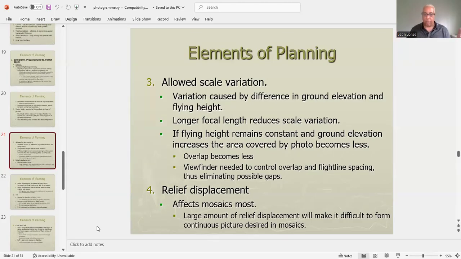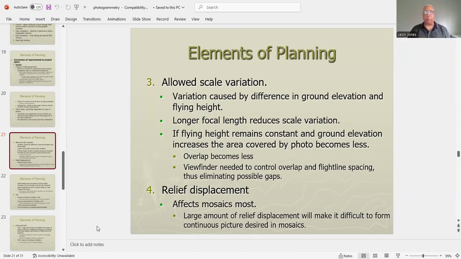So again, if flying height remains constant and ground elevation increases, the area that's going to be covered by the photo increases, and then the photo scale becomes less. Then overlapping becomes less. And then you're going to need a viewfinder to control the overlap and flight line spacing, and thus that will eliminate the possible gaps.